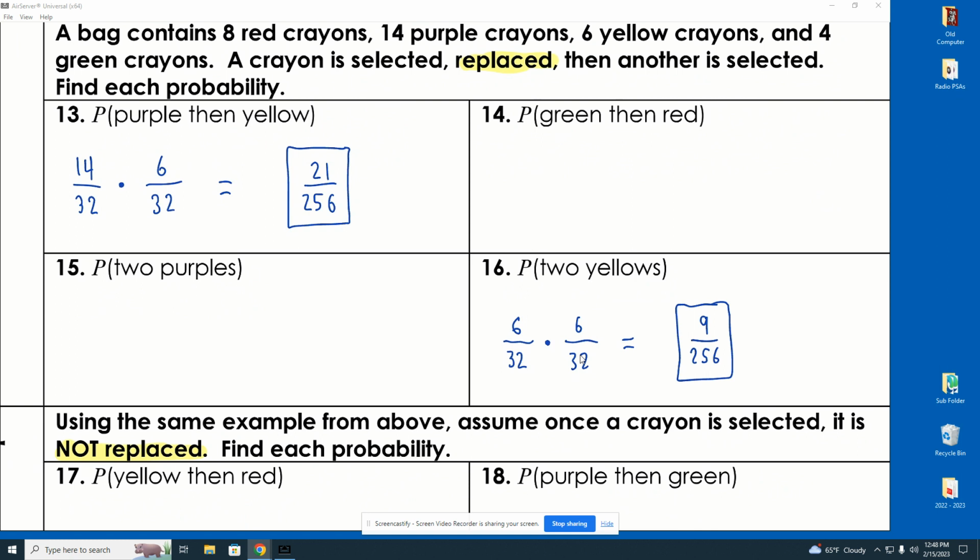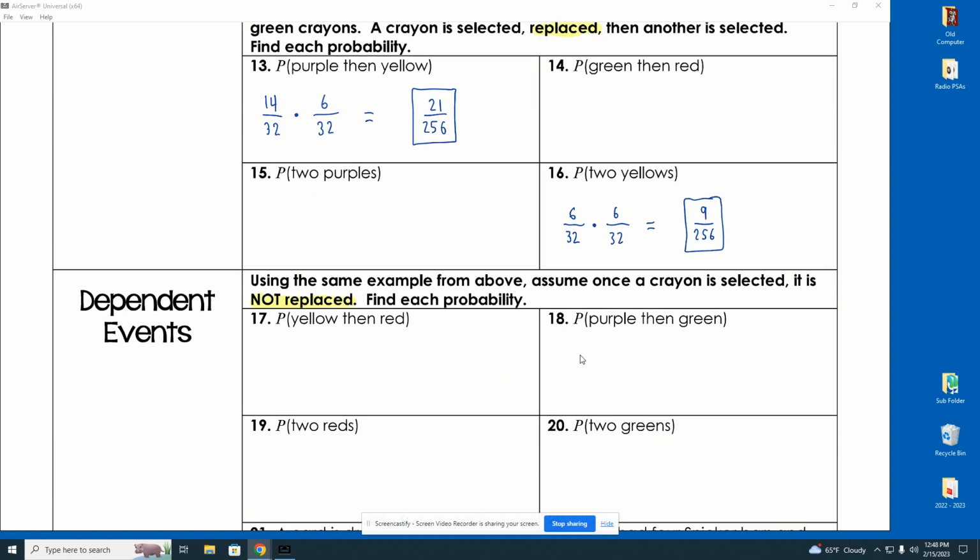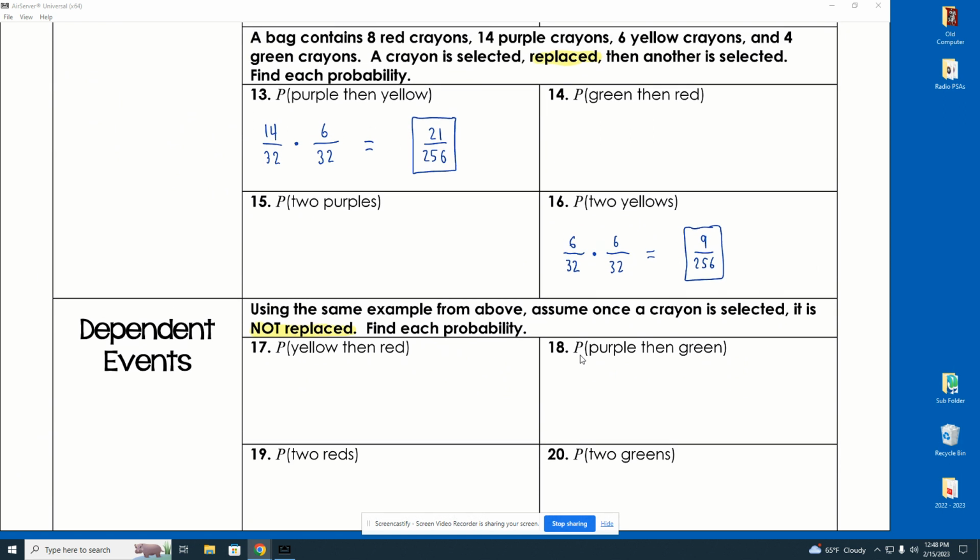Now, look at the next group. Next group uses the word not replaced. Same group of crayons. The probability of a yellow and then a red. How many events? 2. Multiple events, say it. Multiple events, we multiply events.